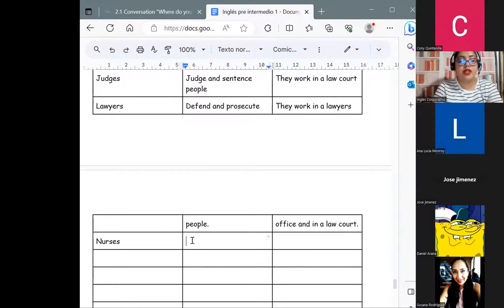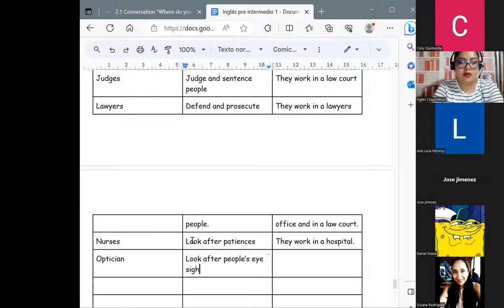So, the nurses look after patients. And of course, they work in a hospital or in a doctor's surgery. But in this case, we are just going to have them work in a hospital. Then we have the optician, that looks after people's eyesight. And they work in an optician.